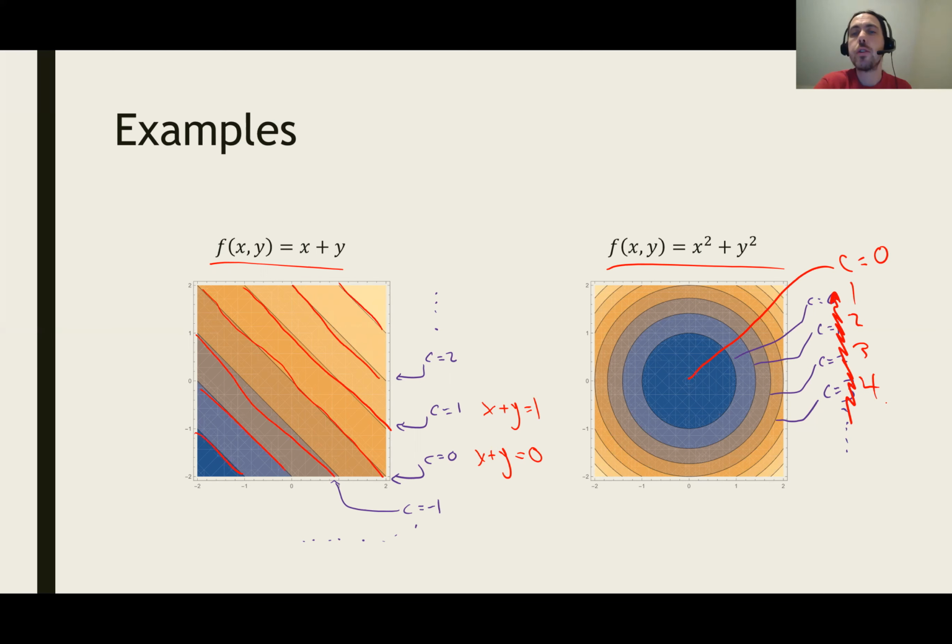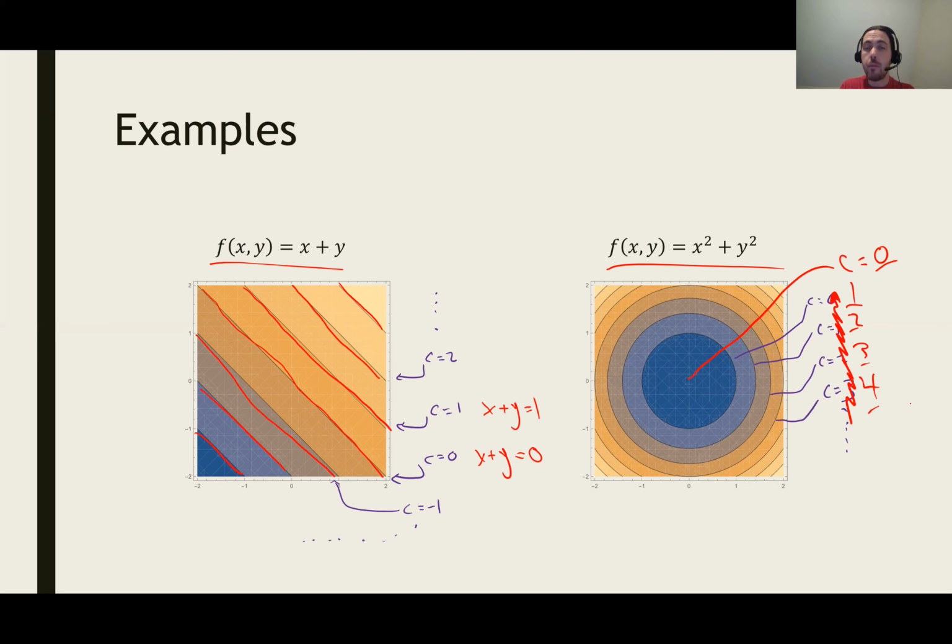here, we've got the function f of x, y is x squared plus y squared. And so we're drawing the solutions to equations like x squared plus y squared is equal to 0, or x squared plus y squared is equal to 1, or 2, or 3, or 4. And each of these is a circle, the circle of radius 0, the circle of radius 1, the circle of radius square root 2, centered at the origin.